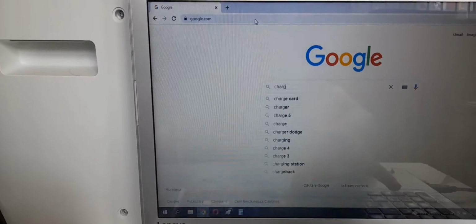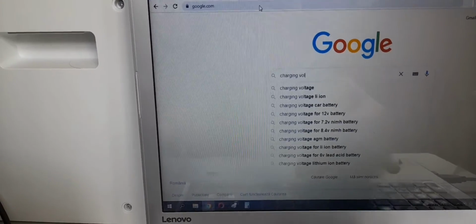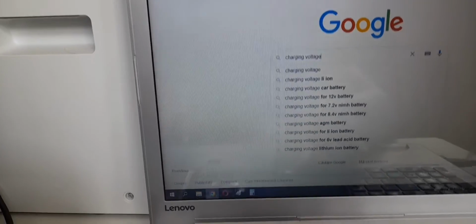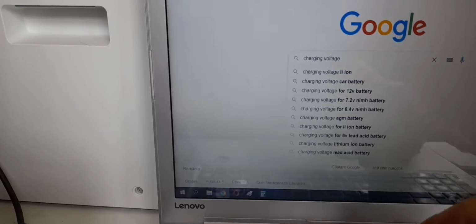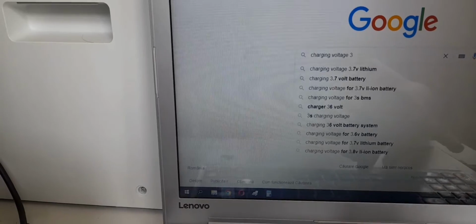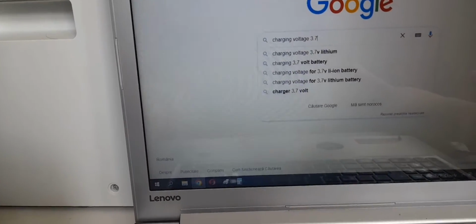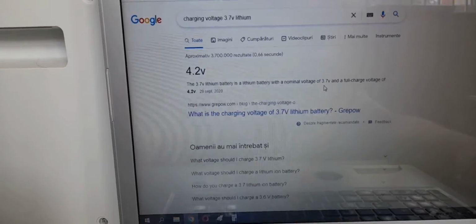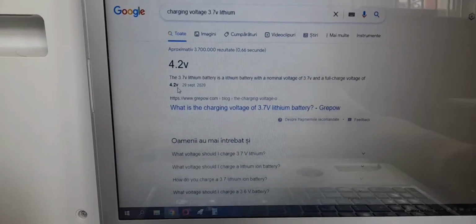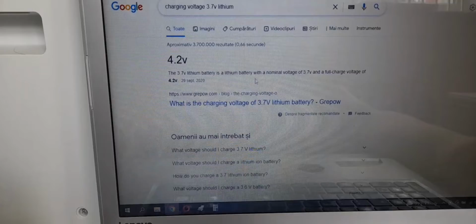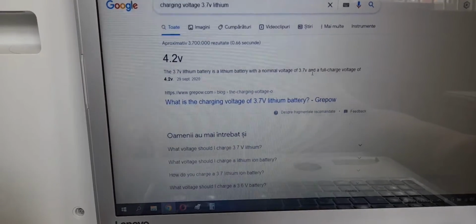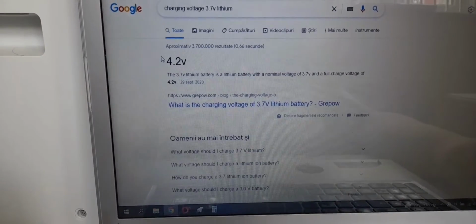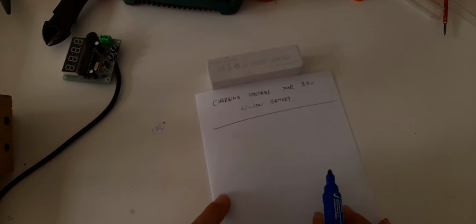Charging voltage, 3.7 volts lithium, and so let's see what this does. Here you go. The 3.7 lithium battery is a lithium battery with a nominal charge of 3.7 volts and a full charge of 4.2. All right, so what do we have here?